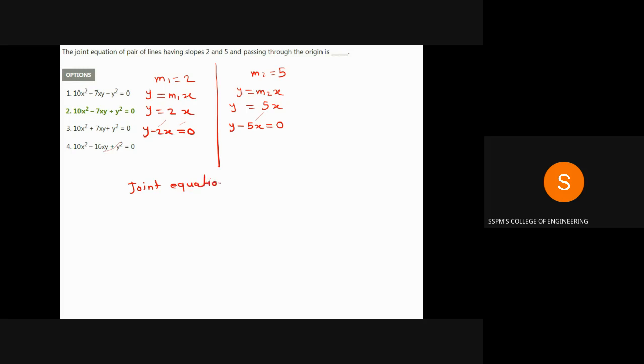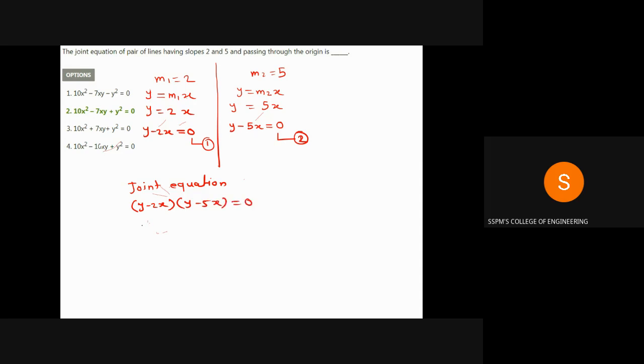The joint equation is given by the product of each of these equations. Suppose this is equation number 1, this is equation number 2. So their product will give us the joint equation. Okay, so the joint equation is (y − 2x)(y − 5x) = 0.